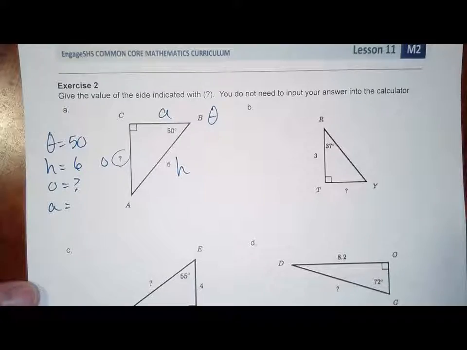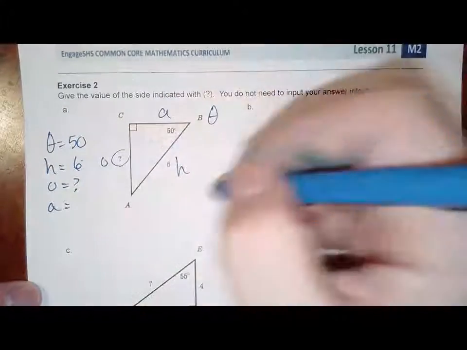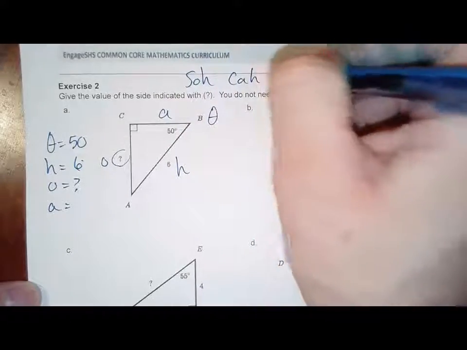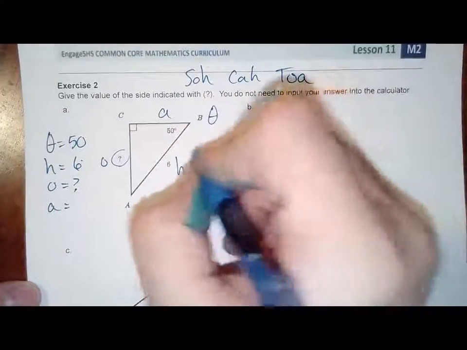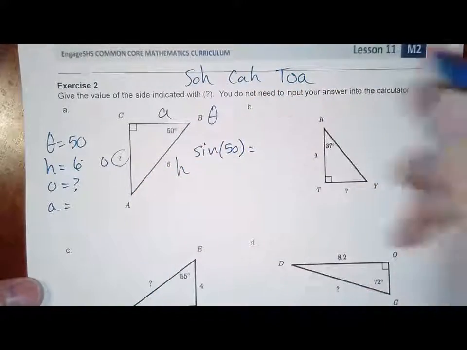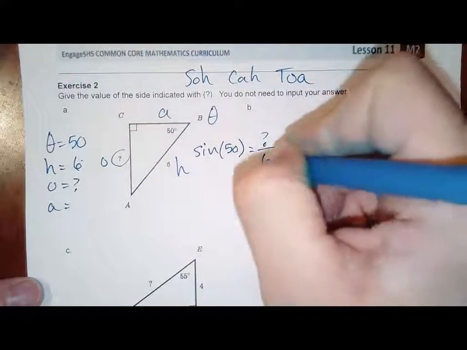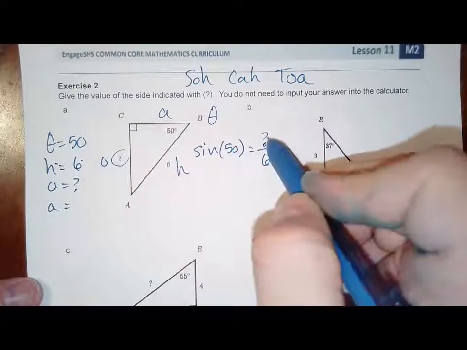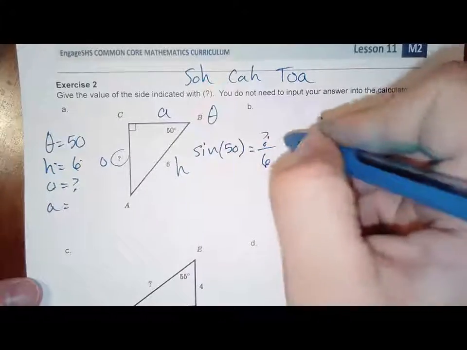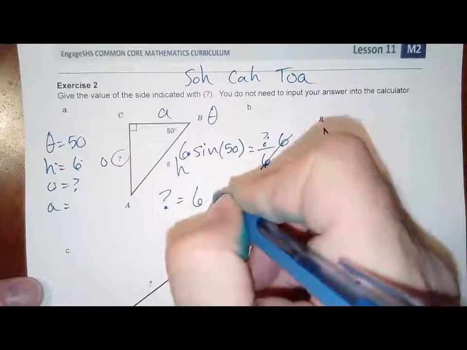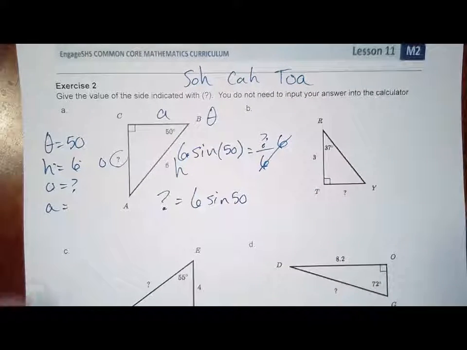And because the question mark is on O and it's O and H, we're looking at SOHCAHTOA. We're looking at sine. So now we're going to fill in the blank. Sine of 50 equals question mark over 6. Again, it's O over H, so question mark over 6. Solve for X, solve for the question mark. The question mark equals 6 sine 50.